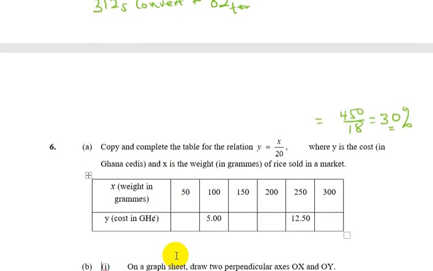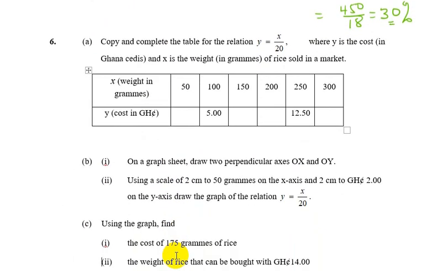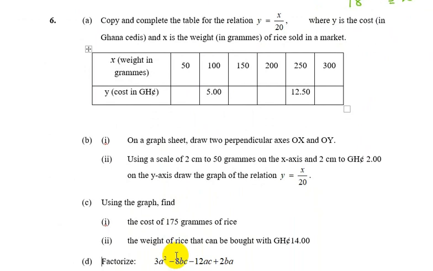So let's move to question 6, the last question for 2011. Now it says that copy and complete the table for the relation y equals x over 20, where y is the cost in Ghana cedi and x is the weight in grams of rice sold at the market. So to find y, we will just pick the x value and divide it by 20. Okay, I hope it is clear. So let's pick the first one. So the first one is 50. We want the y, so it will be 50 divided by 20, and 50 divided by 20 is giving us 2.5.